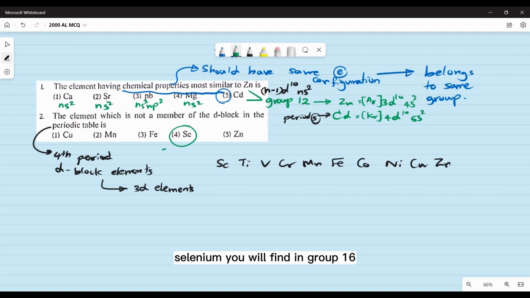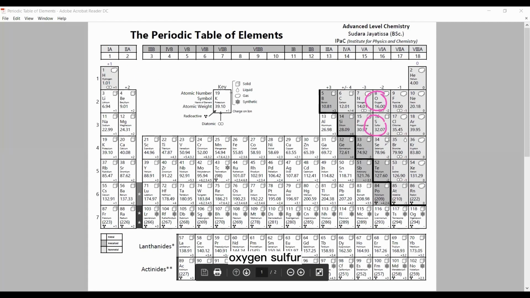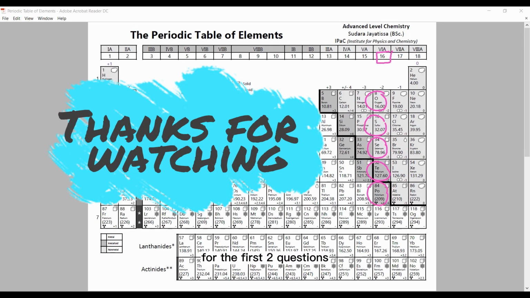Selenium you will find in group 16. If you write group 16 elements from the beginning: oxygen, sulfur, selenium, tellurium, and polonium. Yeah, we will go to the periodic table and look at that one. Oxygen, sulfur, selenium, tellurium, polonium. Here you have group 16. Right, so that's it for the first two questions.